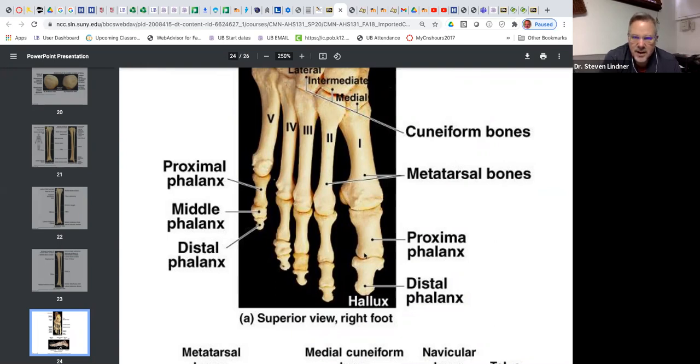However, the great toe, just like the thumb, only has a proximal. This should say proximal, not proxima. So it's proximal phalanx or phalange and distal phalanx or phalange. And remember, the great toe is also known as the hallux.